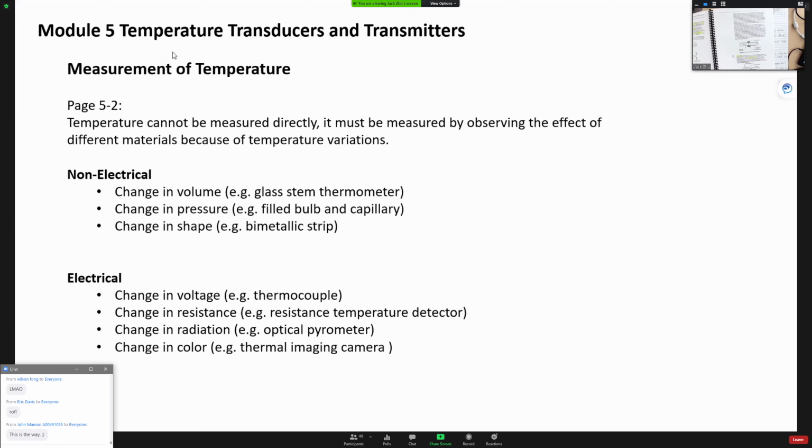So module 5 is about the temperature sensor and the transmitters. Temperature is something you cannot measure directly. We always say we try to measure the temperature, but you are not actually measuring the temperature. It's measuring by observing the effect on different materials, some of radiation of the energy, some of conducting of the energy. So you are actually trying to measure the heat energy given out by a body.